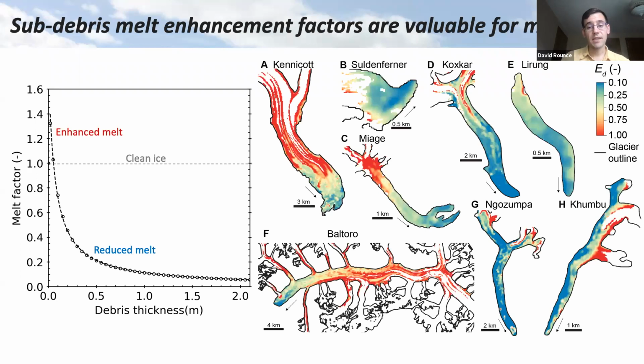And so, as you would expect, where the debris cover is really thin, we can have enhancement factors that are around or exceed the value of 1. And conversely, where the debris is really thick, we can see factors that are less than 0.1. And so that's what's showing here for Coxgar and Nzumpa and large portions of Khumbu Glacier. And so what that means is that a value of 0.1 means that we're reducing melt by more than 90% compared to clean ice. And so these enhancement factors can be used to modify degree day factors of clean ice and thereby enable us to account for the debris thickness in our models, which is super exciting.